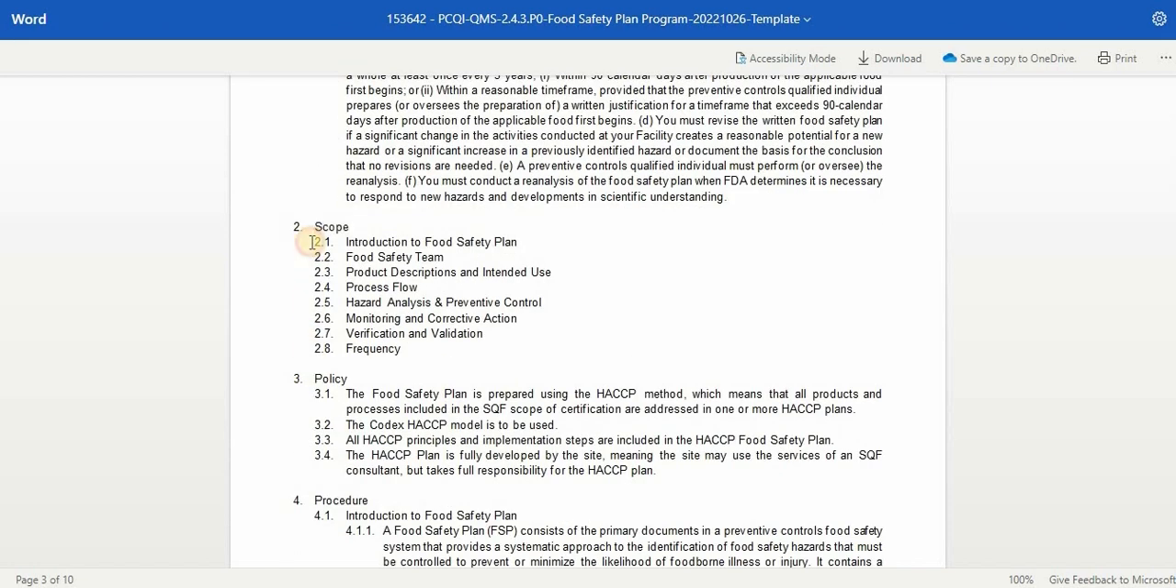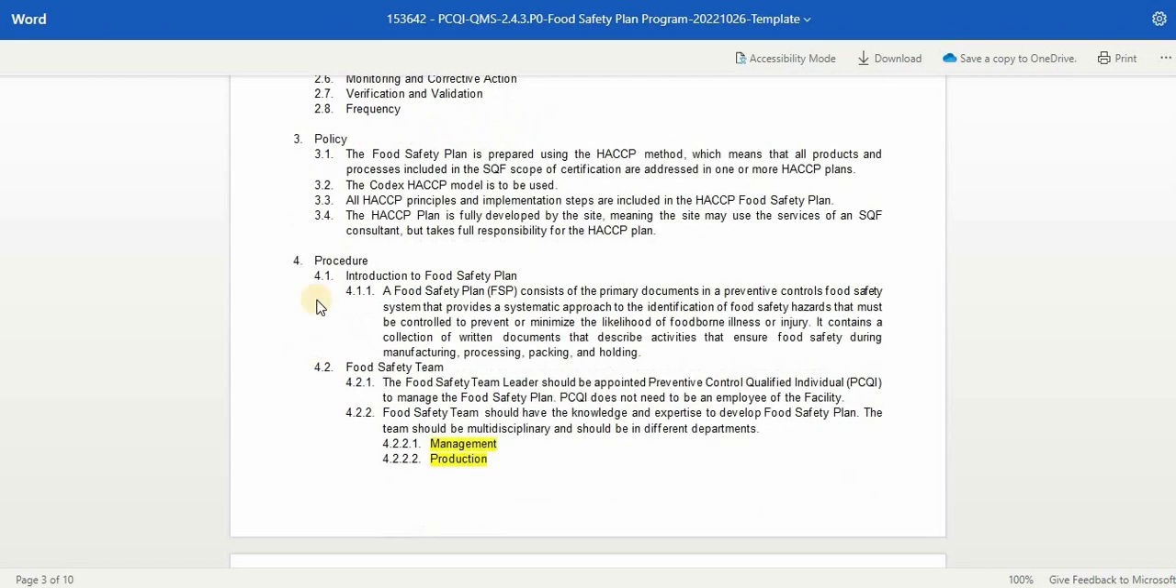It includes the introduction to food safety plan, food safety team, product descriptions and intended use, process flow, hazard analysis and preventive control, the monitoring and corrective action, verification and validation, and frequency. Next to scope is policy. The policies are the rules set by the company as their implementation guide.